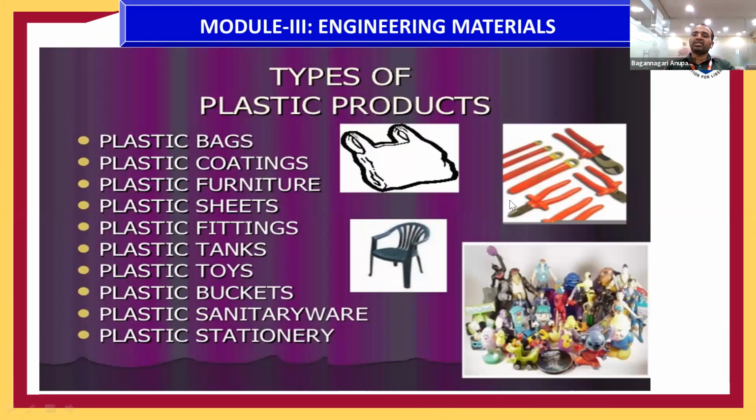Now, types of plastic products. The types of plastic products are plastic bags, plastic coatings, plastic furniture, and one more, plastic sheets, plastic fittings, plastic tanks, plastic toys, plastic buckets, and plastic sanitary ware. So these all are plastic products. Many types of plastic products are there.